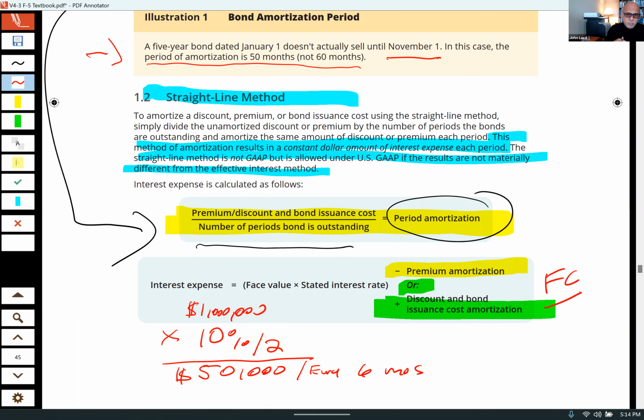If it was a premium bond, I issued it for 1,081,000, whatever that number was on the premium that we talked about last time. And the day is coming where I'll only have to pay $1 million. I get to keep that extra 81,000. So that means that my interest expense is actually less than that 50,000. So you subtract that premium amortization.